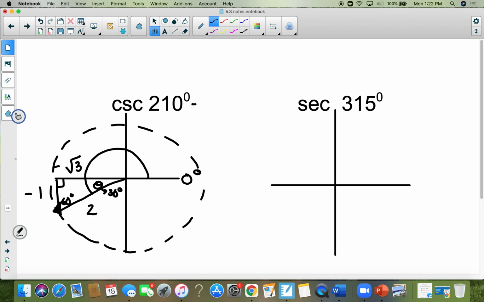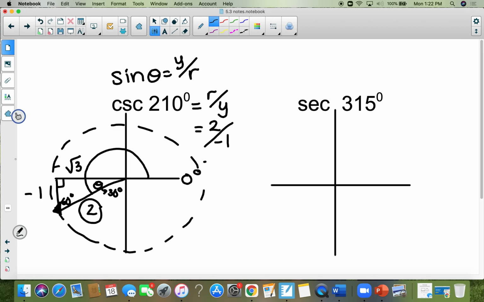I know that cosecant is the reciprocal of sine, and I know that sine is y over r, or opposite over hypotenuse. So this is r over y. And I know that the r in this problem is 2, and the y in this problem is a negative 1. So I know my final answer is a negative 2. You might not be able to catch on right away. That's why we're going to do a whole bunch of these for you to catch on.